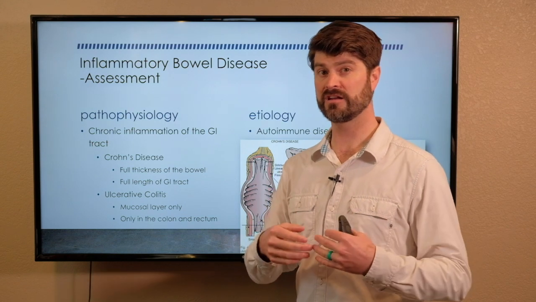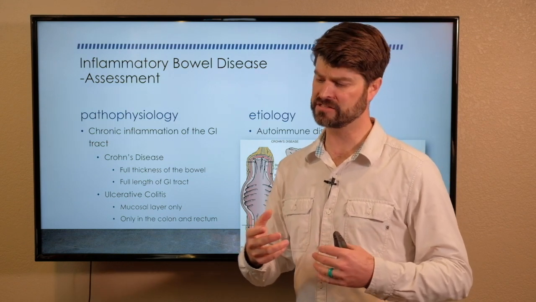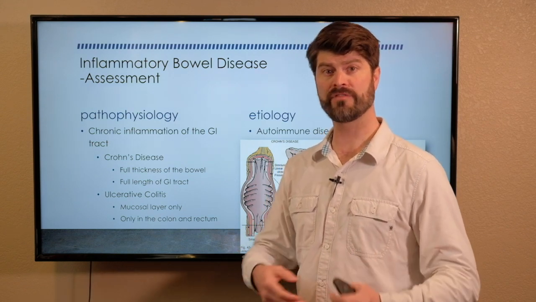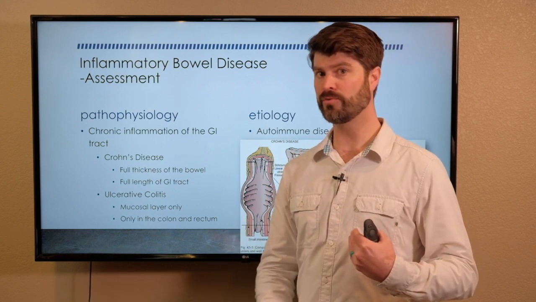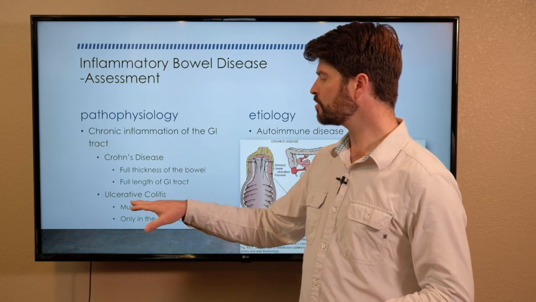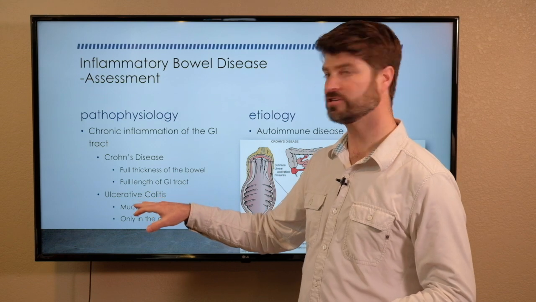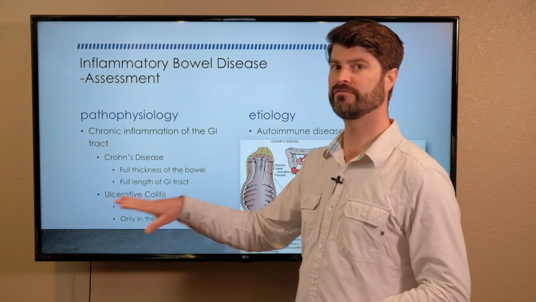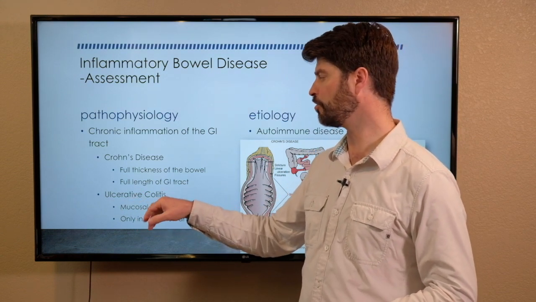So Crohn's disease is a full thickness inflammation of the bowel, the full length of the GI tract. It can be present anywhere from the duodenum all the way to the rectum. Ulcerative colitis is an inflammatory disease of the colon. So that's where the "col" comes from here.